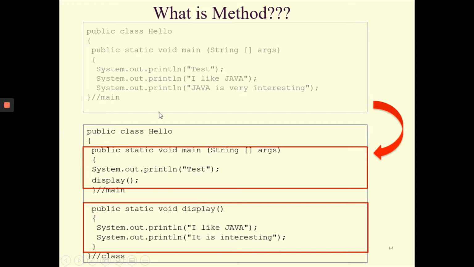So this is an example of a method that we can use. So instead of putting the SOPs together here like the previous example, we have a method call here, display. Display is our method name. So once we call this method, the execution will go to the method and execute whatever you have in this method and go back to the caller again.